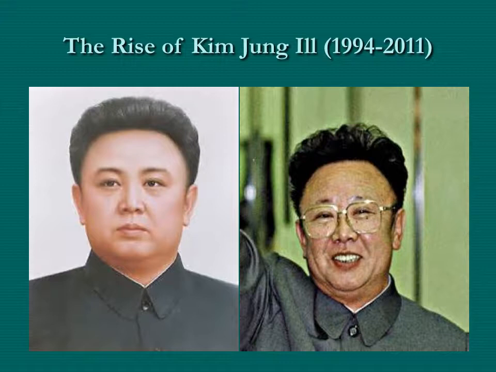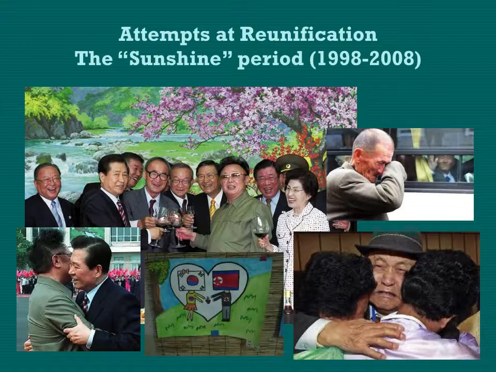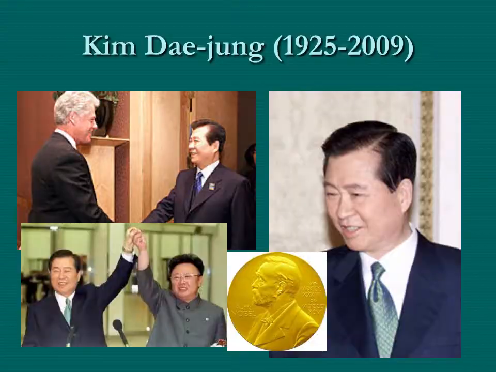During Kim Jong-il's period, there are some interesting developments. We have the Sunshine Period from about 1998, about 10 years of warming relations. We allow families to see each other. There's some economic trade and development. It seems like things are going right. The president of South Korea at the time is awarded the Nobel Peace Prize for his efforts, so that's a great accomplishment. But we also have dark spots here.